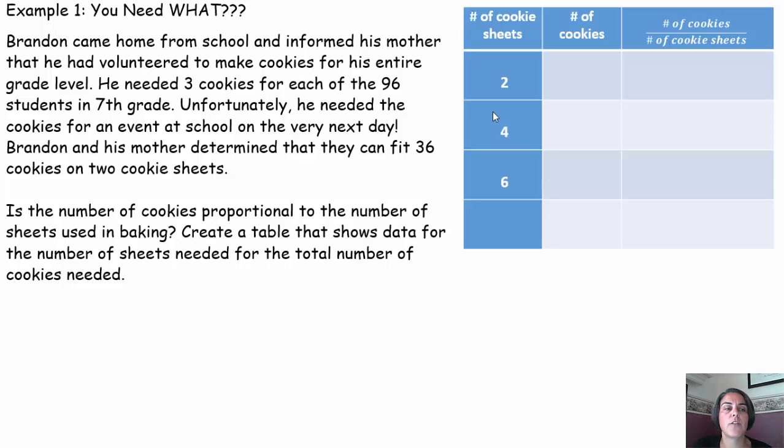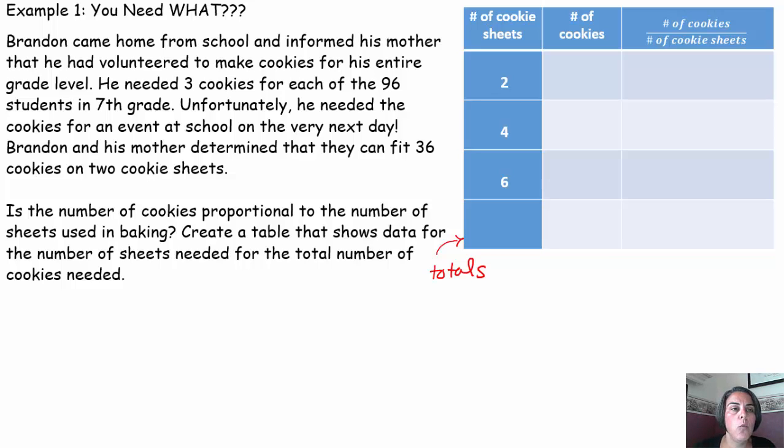What I need you to figure out is, is the number of cookies proportional to the number of sheets used in baking? You're going to create a table of values that shows data for the number of sheets needed for the total number of cookies needed. And I started this out for you. I started 2 cookie sheets is how many cookies, 4 cookie sheets is how many cookies, 6 cookie sheets is how many cookies. And in that last row, I'm going to be looking for the totals. How many cookie sheets do you need total? How many cookies will that be total? So I need for you to pause the video, try this out, and come on back.